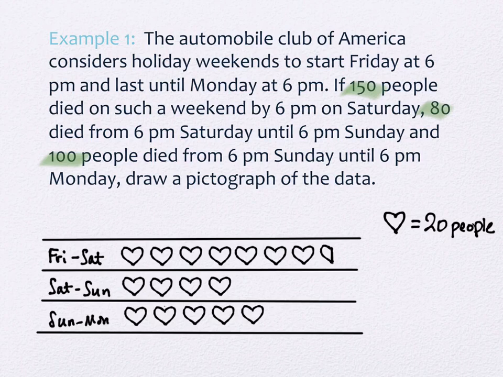The other thing that we need on every graph is a title. It needs to say what in the world this graph is representing. Okay? So the information given to us above can tell us what that is. It says the Automobile Club of America considers holiday weekends to start Friday, and then it says that these are the number of people who died, right? So what these are is the deaths on a holiday weekend.